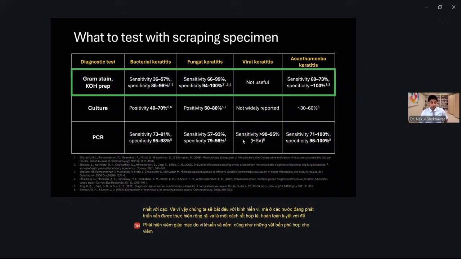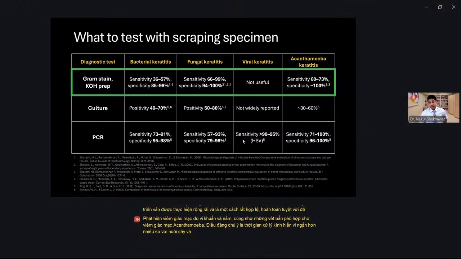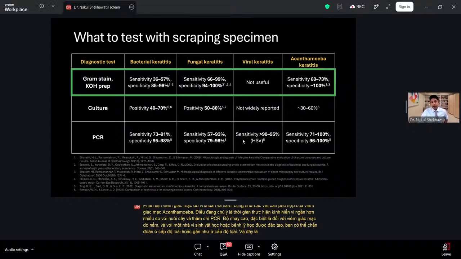It's worth noting that the turnaround time for microscopy is far shorter than culture and even PCR. The sensitivity is high, particularly for fungal keratitis. And with a trained microbiologist or pathologist, you can have species level diagnosis or almost species level diagnosis. And so this is something that is on par with, and in some cases superior to, culture.